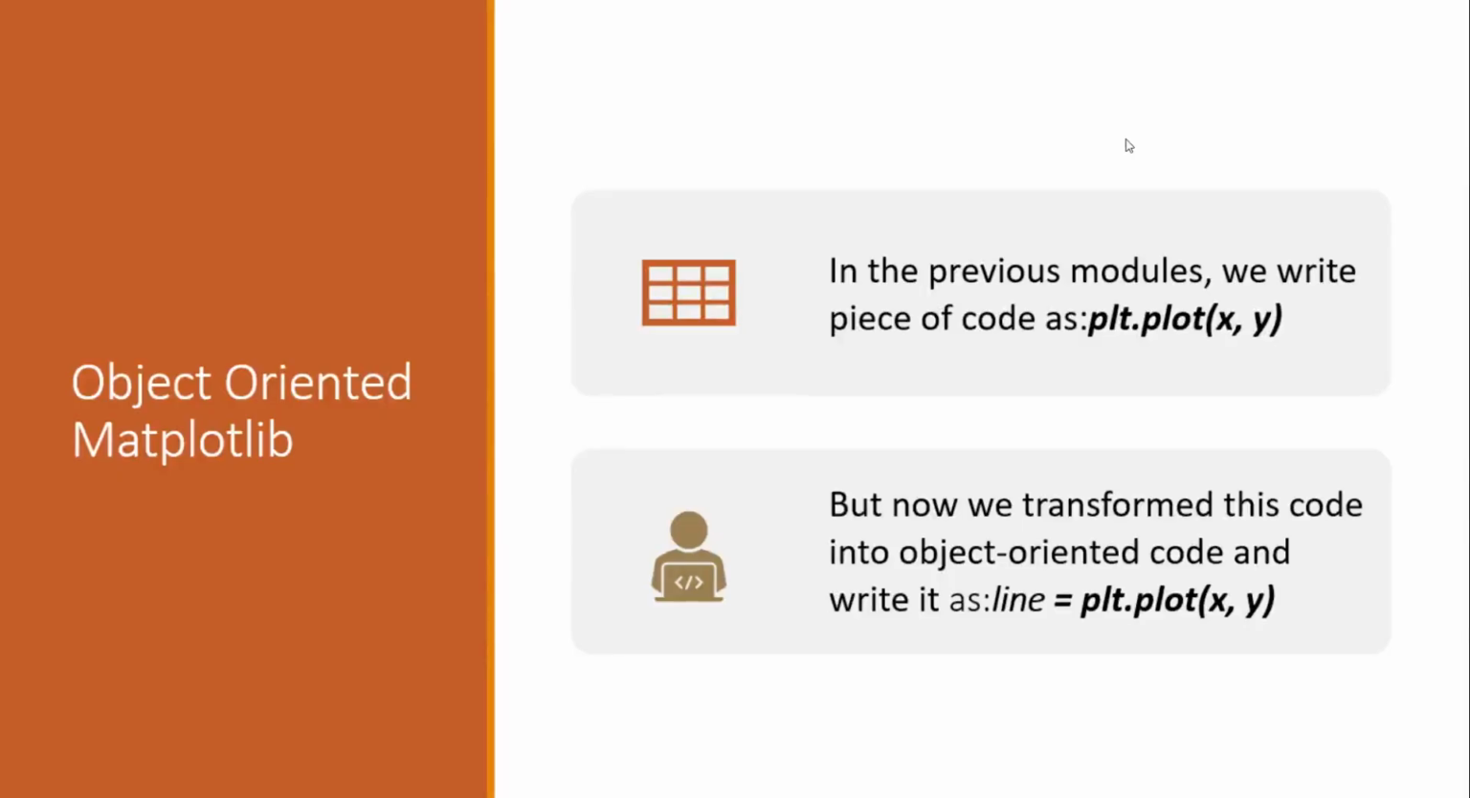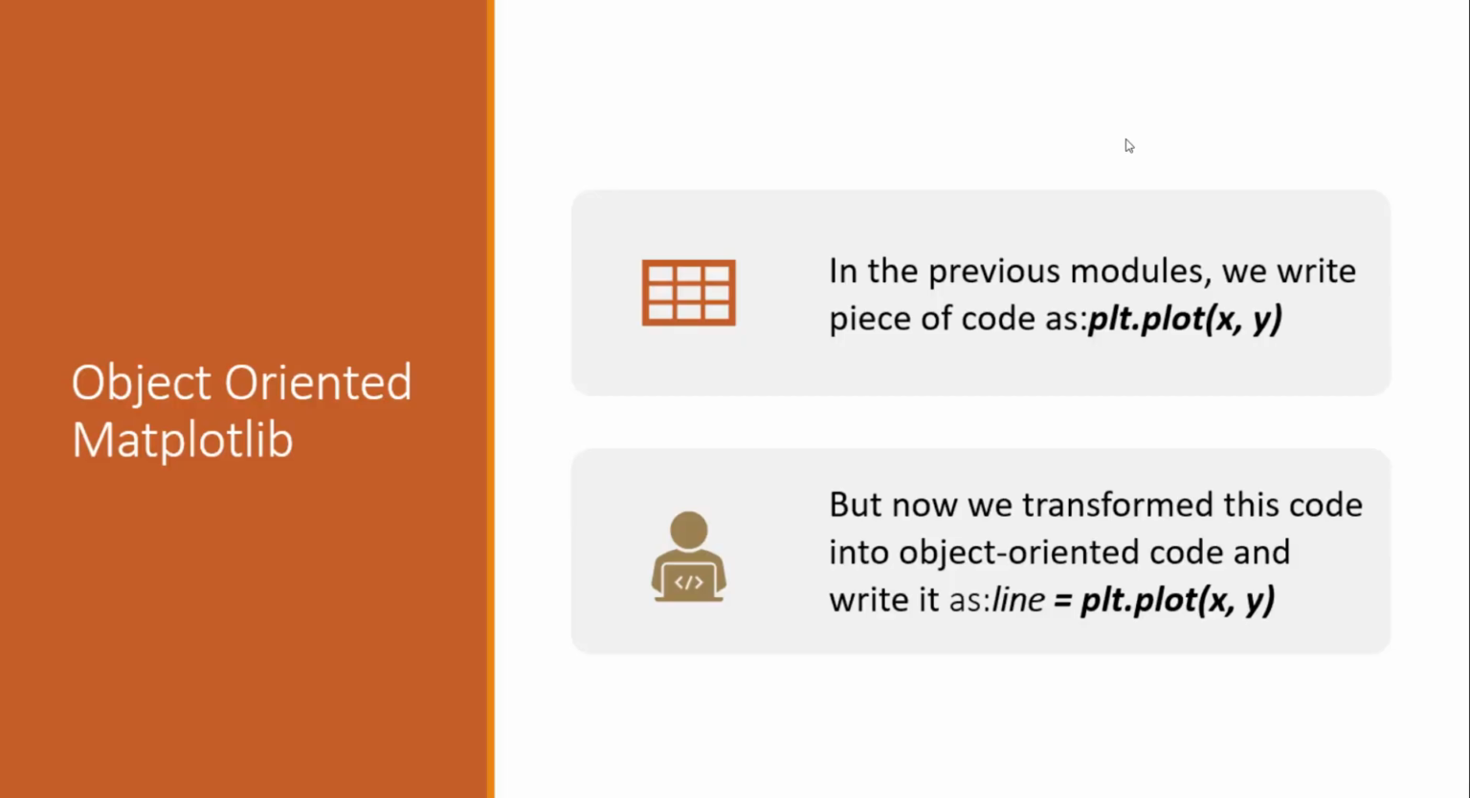So now we will discuss what is object-oriented Matplotlib. In the previous modules, you have seen that we write a piece of code as plt.plot and in parentheses we pass different parameters to create a line chart. But now we want to transform this code into an object-oriented code. So we write it as line equal to plt.plot and in parentheses we pass different arguments.